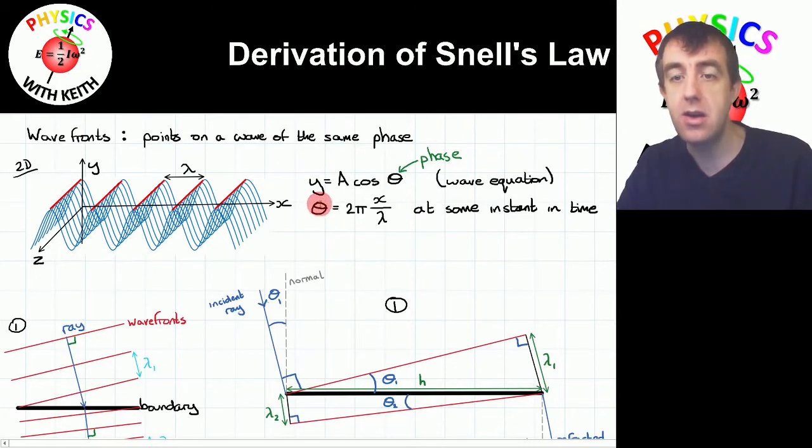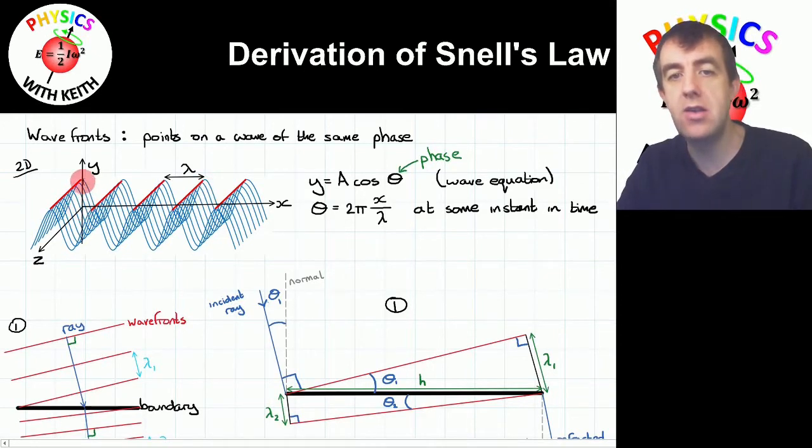The phase, at an instant in time, is equal to 1 full oscillation, 1 full cycle, 2 pi radians, multiplied by the fraction of that oscillation. So the phase at position x will be equal to 2 pi multiplied by x divided by the wavelength. The wavelength is the distance between 2 wave fronts in a direction perpendicular to those wave fronts.